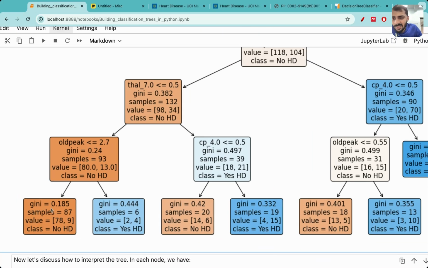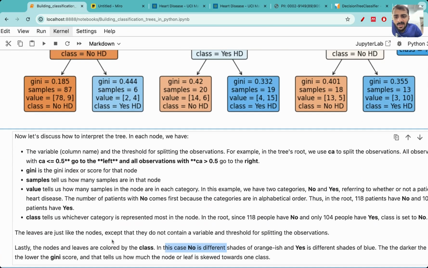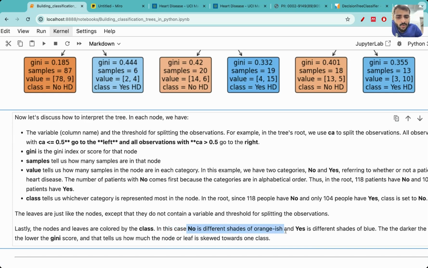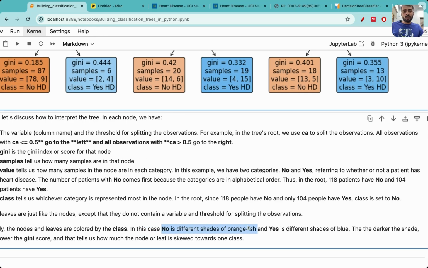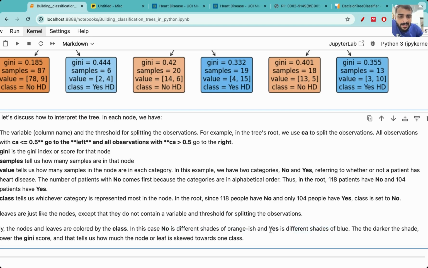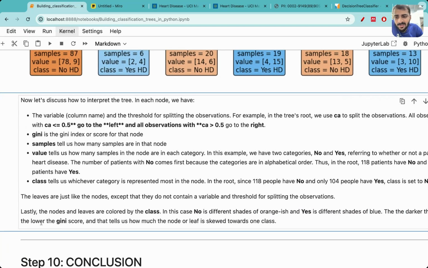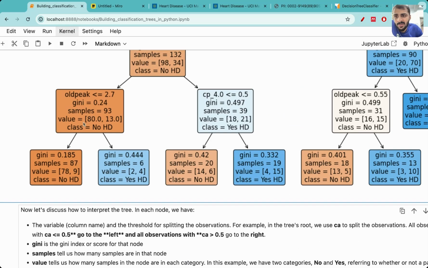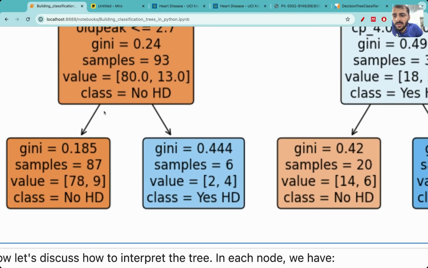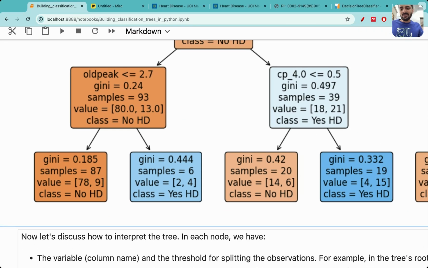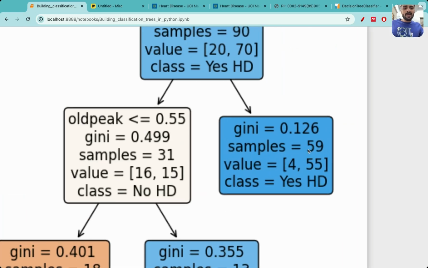So you'll see the darkest colors are for the lowest Gini impurity, and in general, the shades of orange are for class no, heart disease not present, and shades of blue are for yes, heart disease is present. As I mentioned, the darker the shade, the lower the Gini score, and that tells us how much of the node or leaf is skewed towards one class. For example, look here. This is the darkest orange leaf because it has the lowest Gini impurity. It is highly skewed towards people not having heart disease, 78 versus only 9 people having heart disease in this node. Whereas, let's look at the darkest blue one.